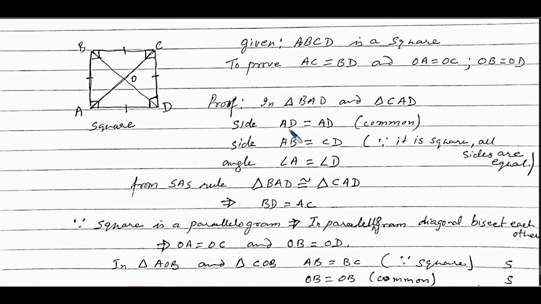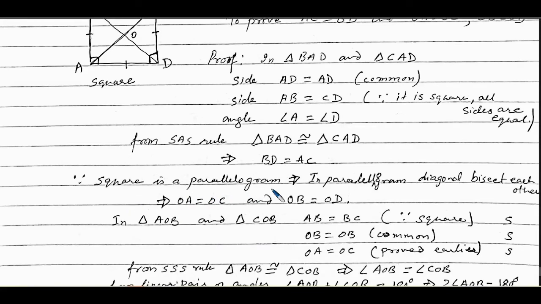So side AD is common. I have taken AB for this triangle BAD, AB is equal to CD, and this angle A is equal to angle D. So from side angle side, triangle BAD is congruent to triangle CAD, and that's why BD, this diagonal, is the same. Because a square is a parallelogram, and in a parallelogram diagonals bisect each other, we have shown earlier also OA equal to OC and OB equal to OD.